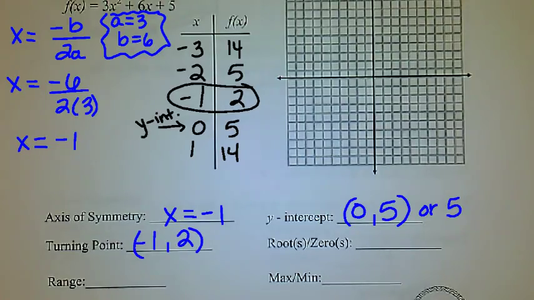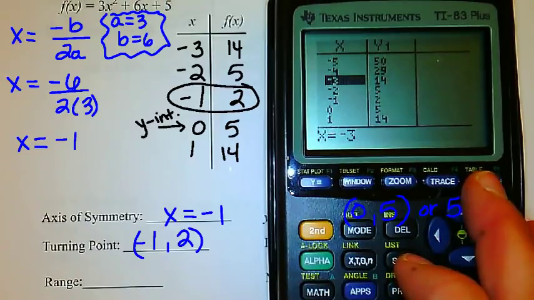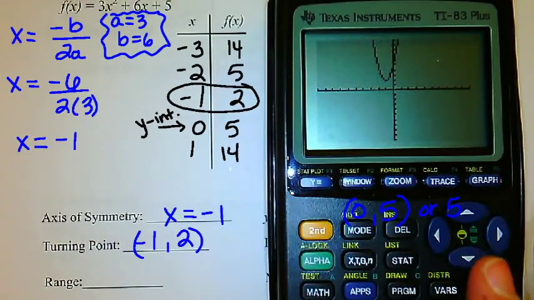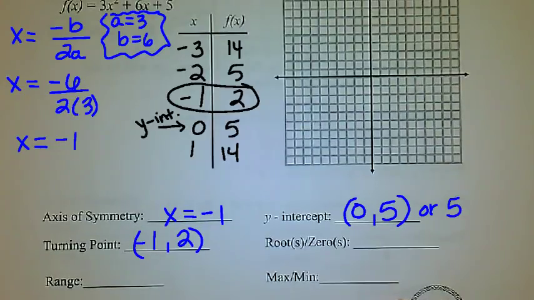If you noticed when I did this, if you look at your graph, there is no 0. There are no zeros, so you can go ahead and write none.